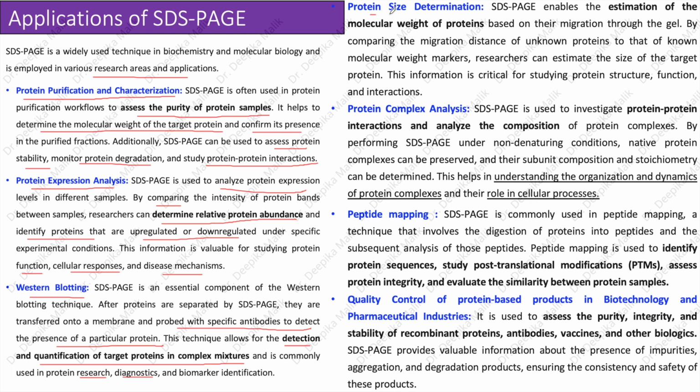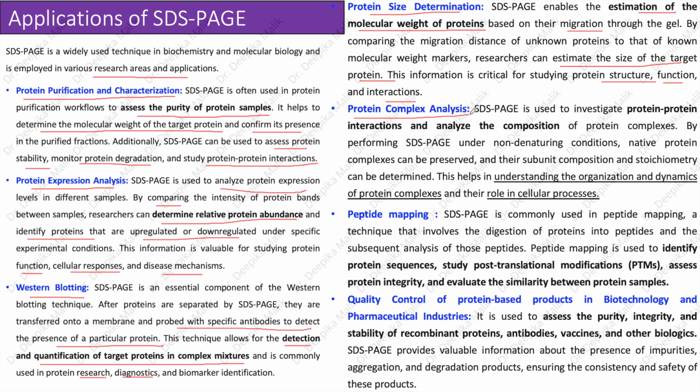Then protein size determination. SDS PAGE enables the estimation of the molecular weight of proteins based on their migration through the gel. By comparing the migration distance of unknown proteins to that of known molecular weight markers, researchers can estimate the size of the target proteins. This information is critical for studying protein structure, function, and interactions.